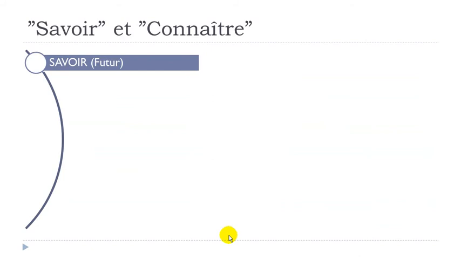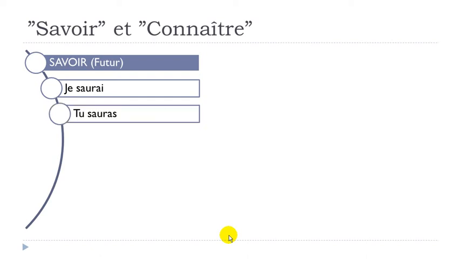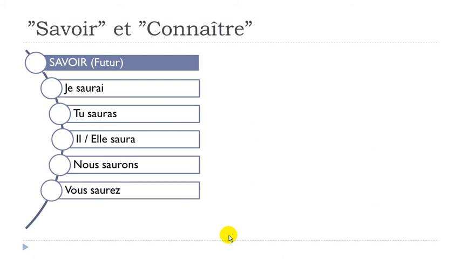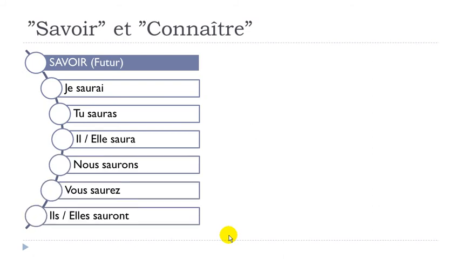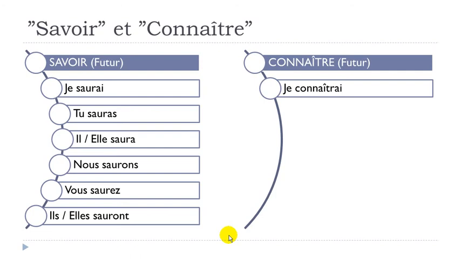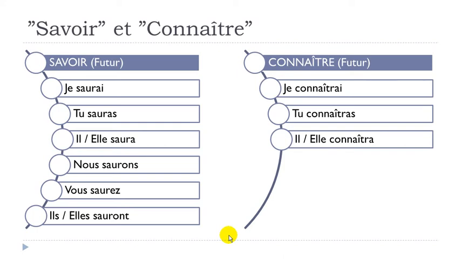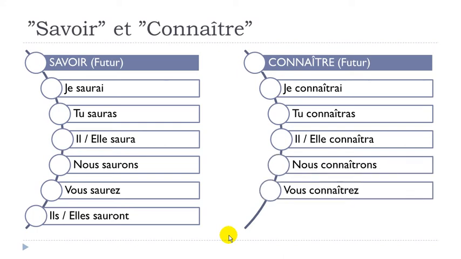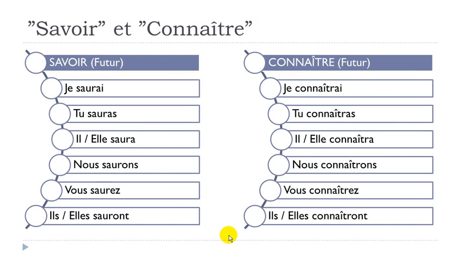And now for the future form, as it was introduced in the previous lesson, Unit 6. So, savoir at the future form goes like: je saurai, tu sauras, il saura, elle saura, nous saurons, vous saurez, ils sauront, elles sauront. And then for connaître at the future form: je connaîtrai, tu connaîtras, il connaîtra, elle connaîtra, nous connaîtrons, vous connaîtrez, ils connaîtront, elles connaîtront.